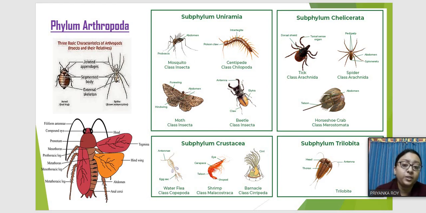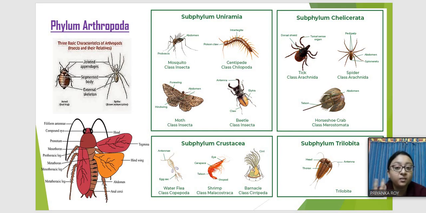is jointed appendages, which means that the legs are jointed. You can see different segments have joined together and they form a leg. So they are known as jointed appendages. And segmented body. The body is divided into head, thorax and abdomen. And the external skeleton is a thick cuticle.